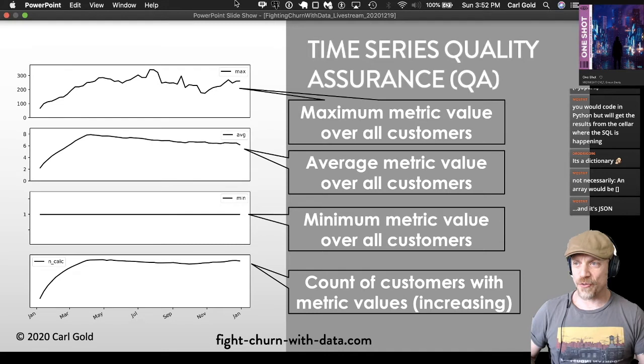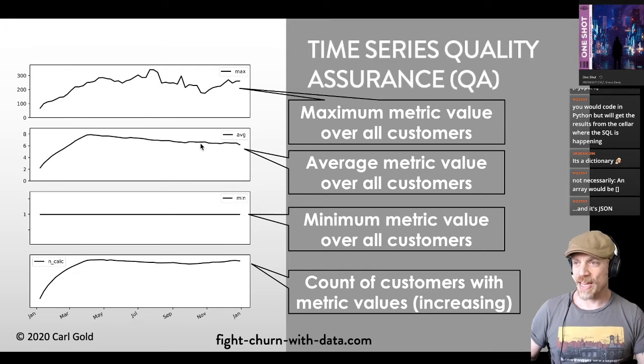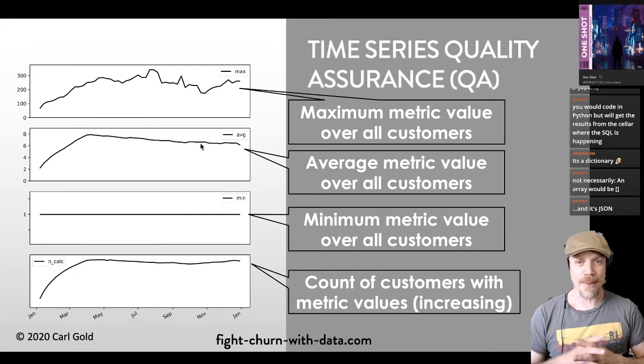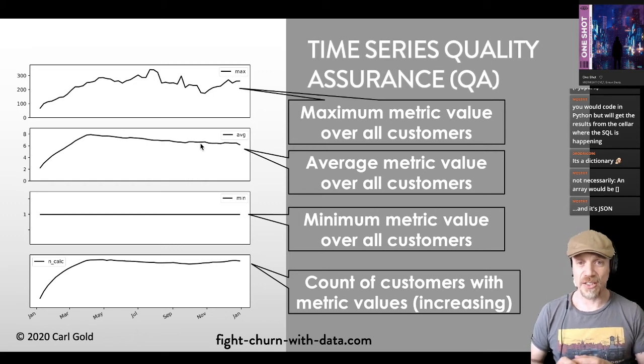So this is the first quality assurance that I teach people to do, which is a time series of the statistics of your metric. So this is looking at the maximum value of the metric, the average of the metric, the minimum of the metric, and then the count of customers that have the metric value.